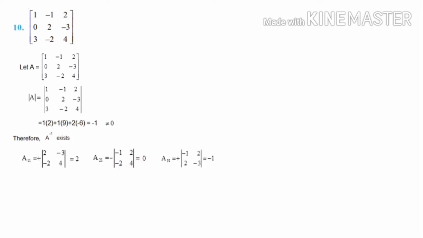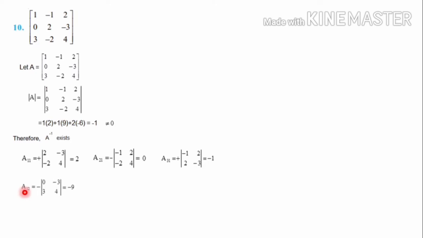Next one is the cofactor of the A31 element, third row first element. The third row first element is 3. That particular row and column are eliminated. The remaining elements are minus 1, 2, 2, minus 3. With that, we have formed the determinant here, and after calculation we have got the answer as minus 1.